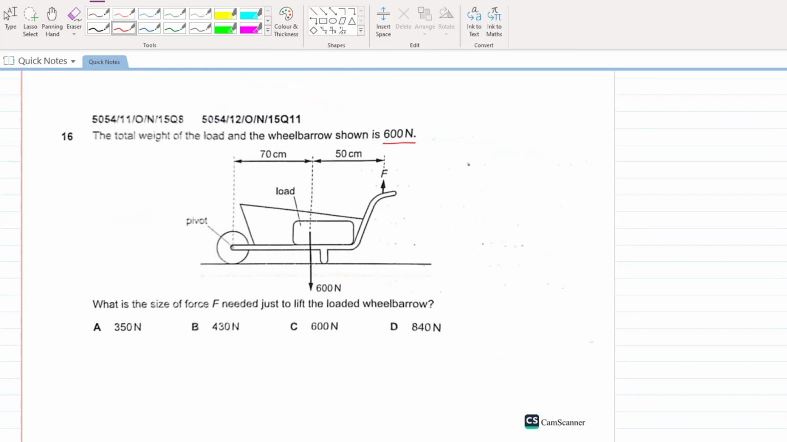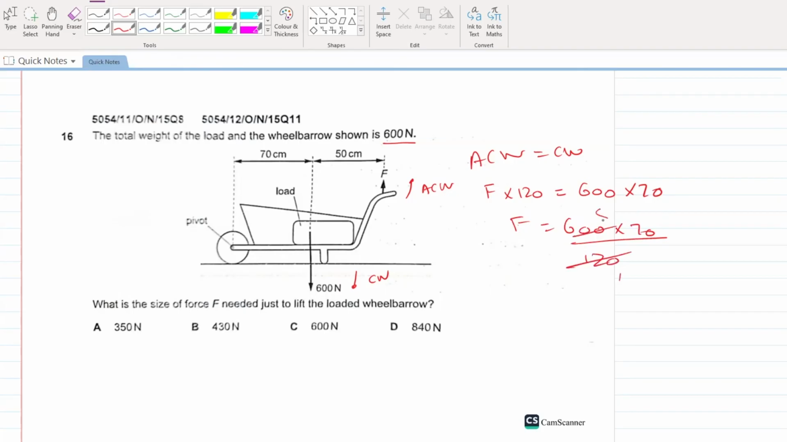Very easy. Anti-clockwise moments is equals to clockwise moments. This 600 Newton will cause a clockwise moment. This F will cause an anti-clockwise moment. So F into 120 is equals to 600 into 70. F is equals to 600 into 70 divided by 120. This becomes 1, this becomes 5. Your answer is 350. A is your answer.